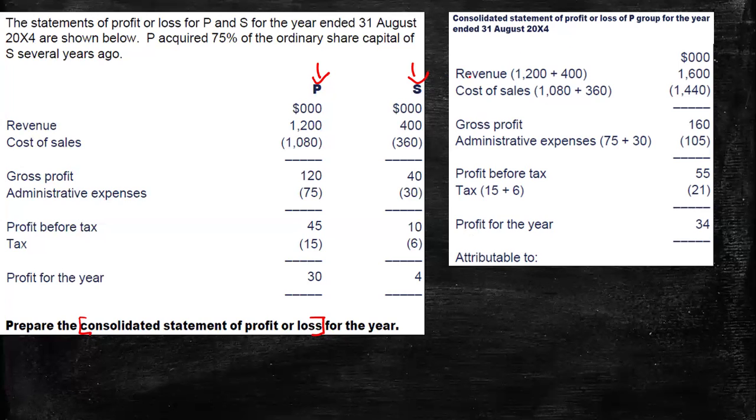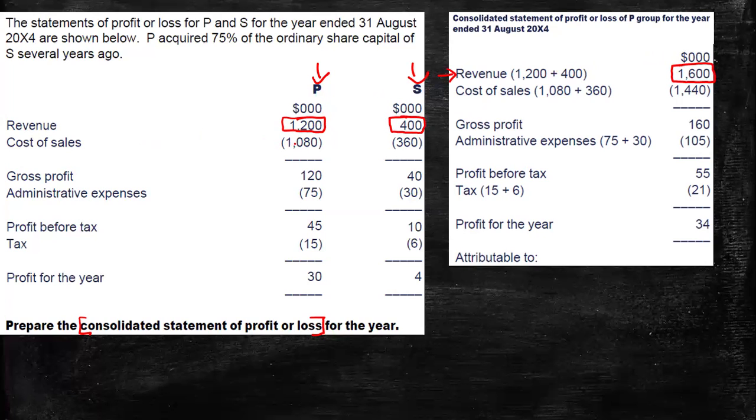The formats obviously of a consolidated statement of profit and loss and a single company statement of profit and loss are the same. So we start with revenue. And for the revenue, we will take the revenue amount of the parent, 1200, and add it with the revenue amount of the subsidiary, 400. So 1200 plus 400 gives us the revenue amount for the consolidated statement of profit and loss. We'll do a similar thing for cost of sales.